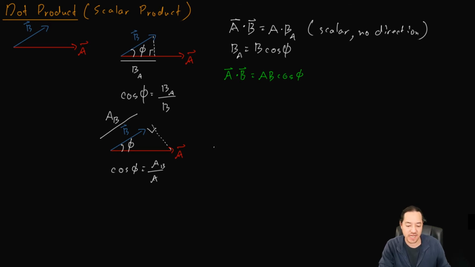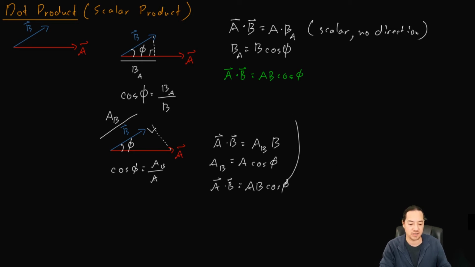And so if we were to define A dotted with B as equal to A sub B times the magnitude of B, then we can substitute this in. We can see that A sub B is equal to A cosine of phi, and thus A dot B is equal to AB cosine of phi. And as we can see, it's exactly the same equation. So we're not actually saying which of these vectors is the dominant or most important one. We're actually treating them equally. The math is symmetric. It works out both ways.